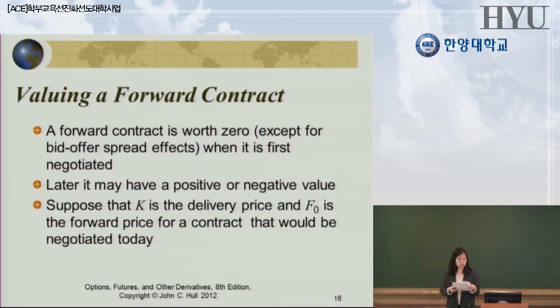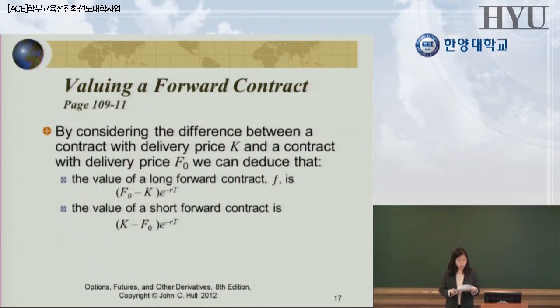Valuing a forward contract: at first, a forward contract is worth 0, later it may go up or down. Suppose that K is the delivery price and F0 is the forward price for a contract that would be negotiated today. Then we can deduce that the value of a long forward contract is F0 minus K discounted by the interest rate, and the value of a short contract is K minus F0 discounted by the interest rate.